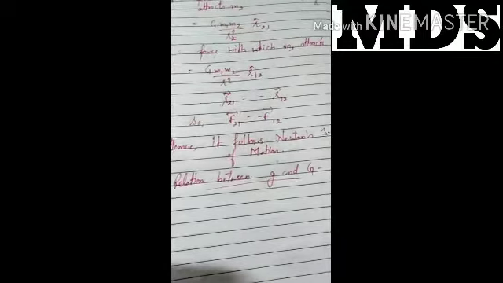There we considered two masses at some distance, and the force acting between these two masses is the gravitational force, F = G m1 m2 / r². Here capital G is the universal gravitational constant, whose value is 6.67 × 10^-11 N m²/kg². After this, we also saw the vector form of Newton's law of gravitation.